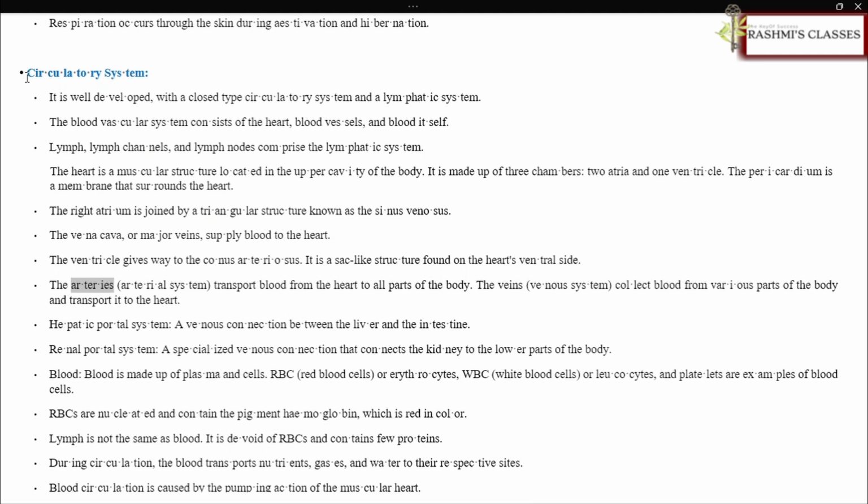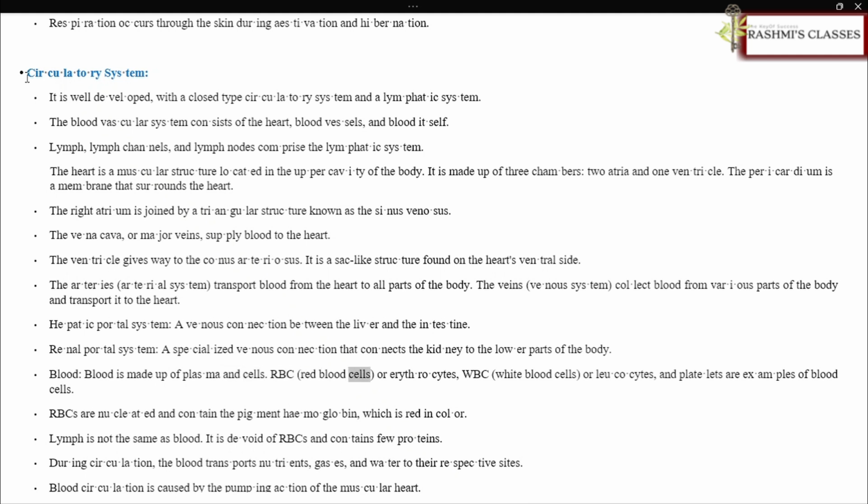The arteries, arterial system, transport blood from the heart to all parts of the body. The veins, venous system, collect blood from various parts of the body and transport it to the heart. Hepatic portal system, a venous connection between the liver and the intestine. Renal portal system, a specialized venous connection that connects the kidney to the lower parts of the body. Blood is made up of plasma and cells.